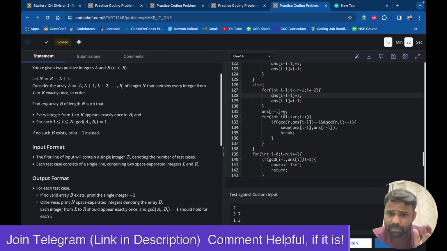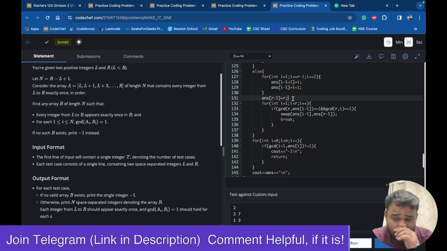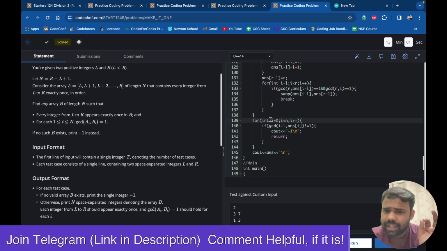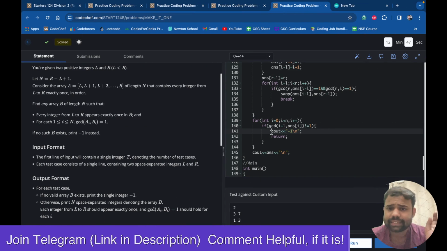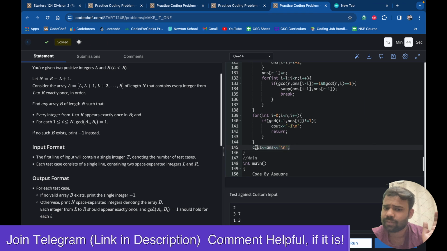Now for the rth element, I will again traverse and see with which index that rth element can be swapped. If there is an index such that after swapping GCD is still coming 1, we will swap it and break. But if there is no such element, at the last we will check, for every index from 0 to n. If for any index GCD is not 1, that means it was not possible, and we will print -1. In all the other cases, we will simply print our answer, which is our answer vector.